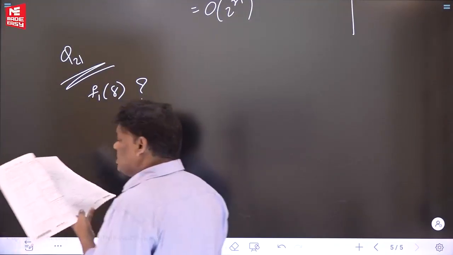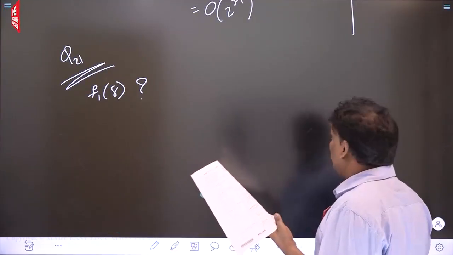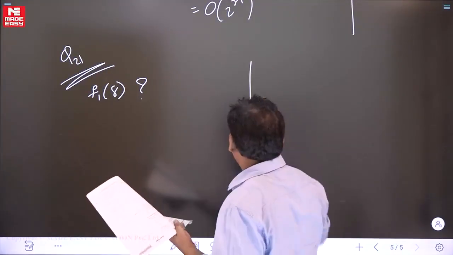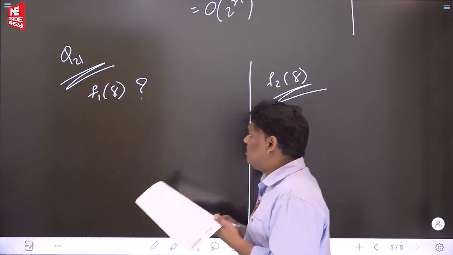f1 of 8 value is being asked. What is the f1 of 8 value? Afterwards I will find out the f2 of 8 value also. Let me find out f1 of 8 value first. Can you help me now?